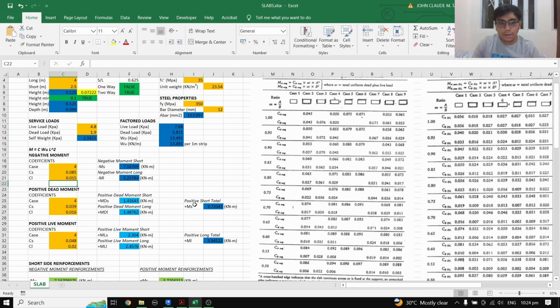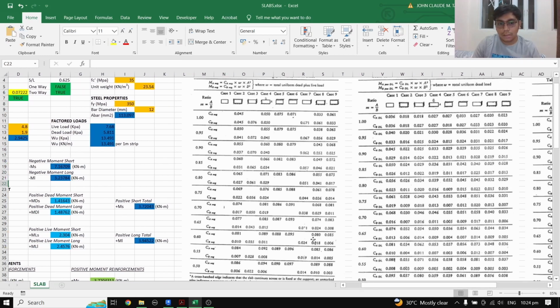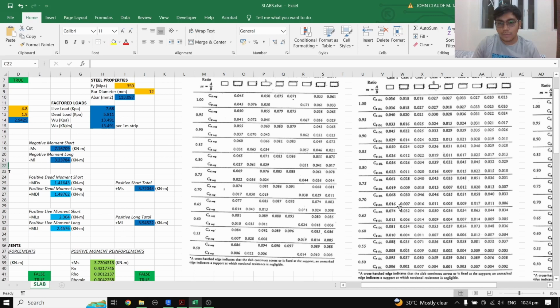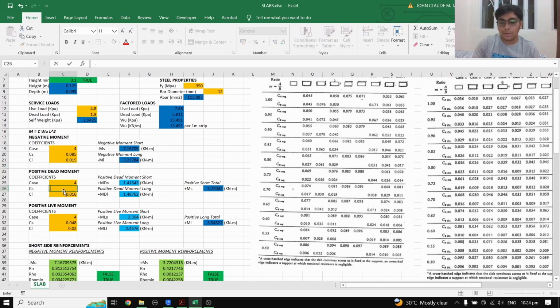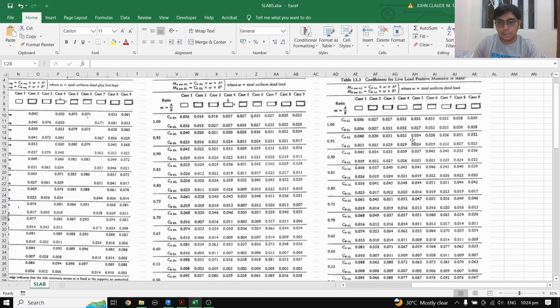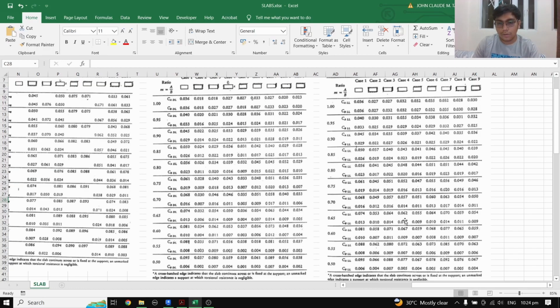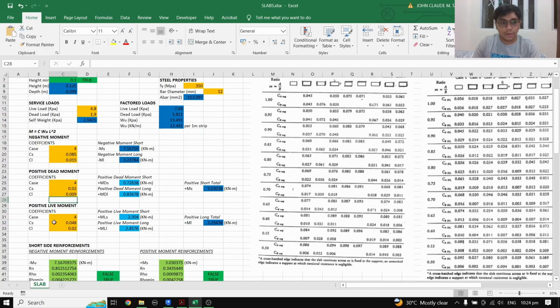And for our positive moment we got case 4 here, so 0.05 and 0.009. Then for our positive live load we got case 4: 0.062 and 0.011.